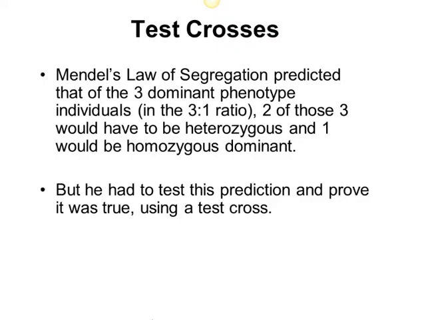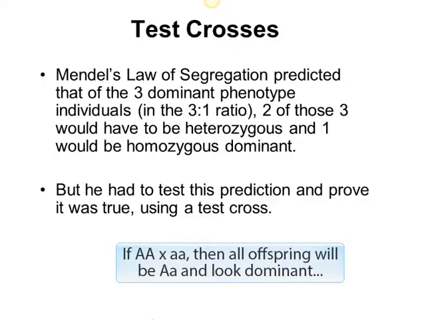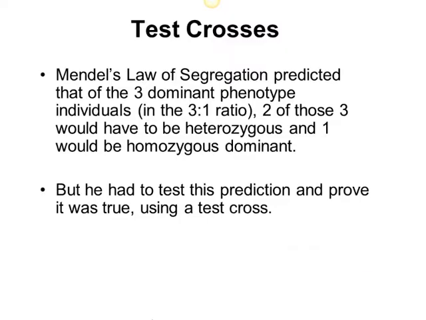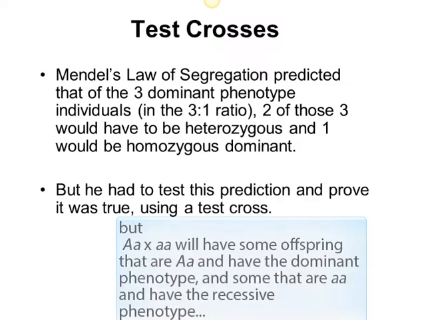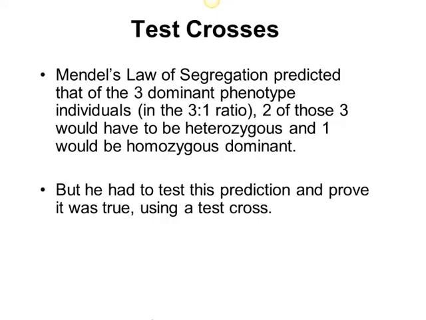So if the dominant parent is homozygous dominant, then when you cross that individual to a homozygous recessive individual, all the offspring will be heterozygous and they'll all look dominant in phenotype. However, if you cross a heterozygous individual with a homozygous recessive individual, some of the offspring will be heterozygous and look dominant, but some will be homozygous recessive and look recessive. If you get that result, then you know that the dominant phenotype parent was actually heterozygous.